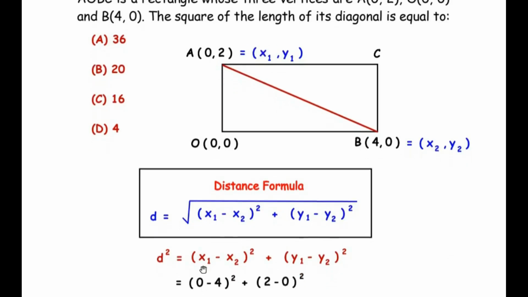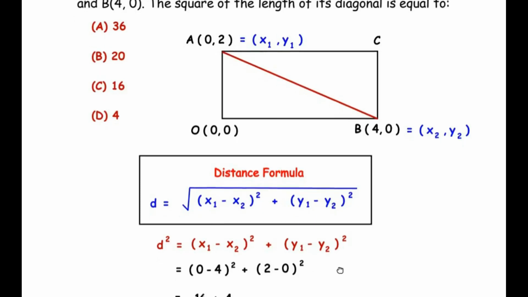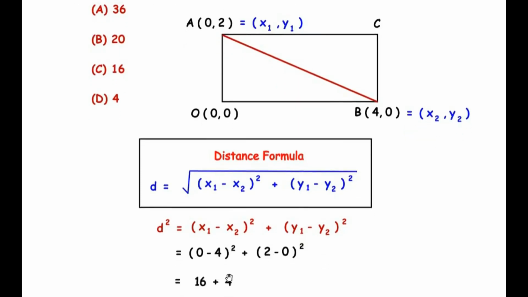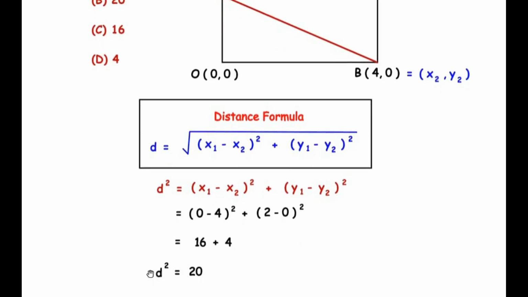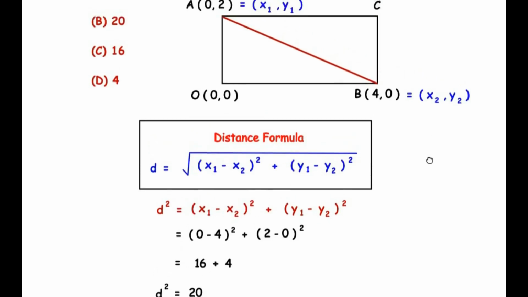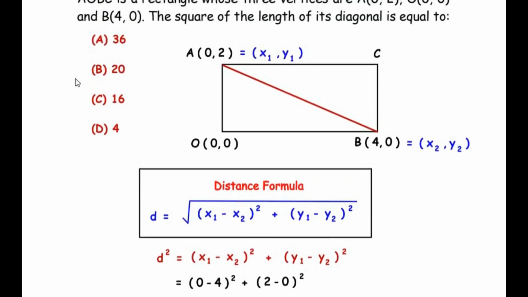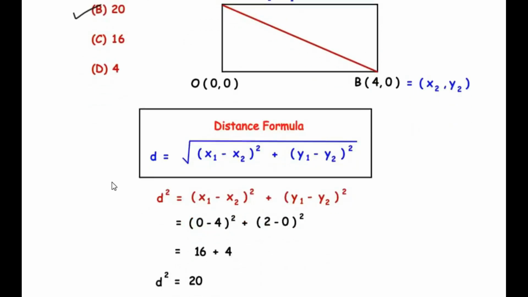So here we get x1 minus x2 becomes 0 minus 4 the whole square plus y1 minus y2 becomes 2 minus 0 the whole square. Now this becomes minus 4 square and the value of minus 4 square is 16 and plus 2 square is 4. So here we have written 16 plus 4 and 16 plus 4 gives us the square of the length of the diagonal d square as 20. So here our answer is going to be option B, that is 20. Now let us move on to the next question.